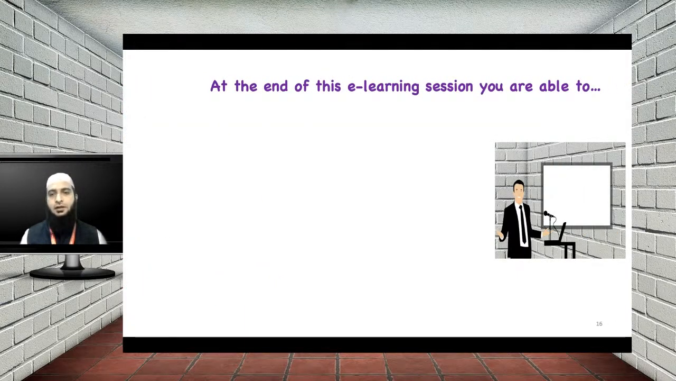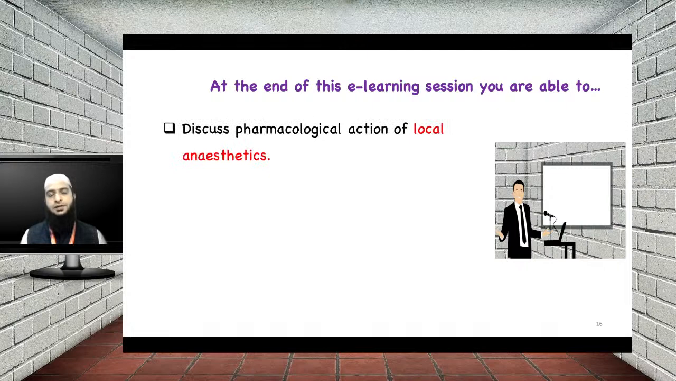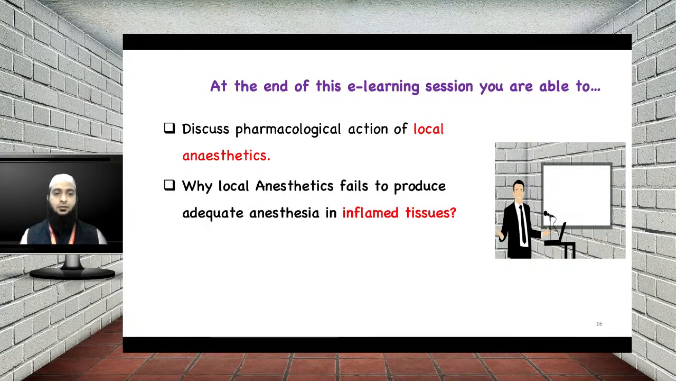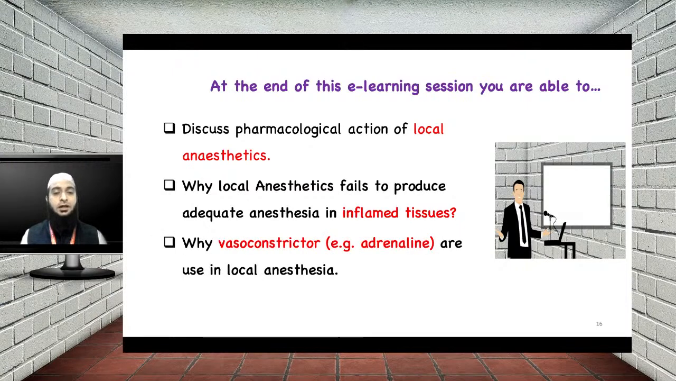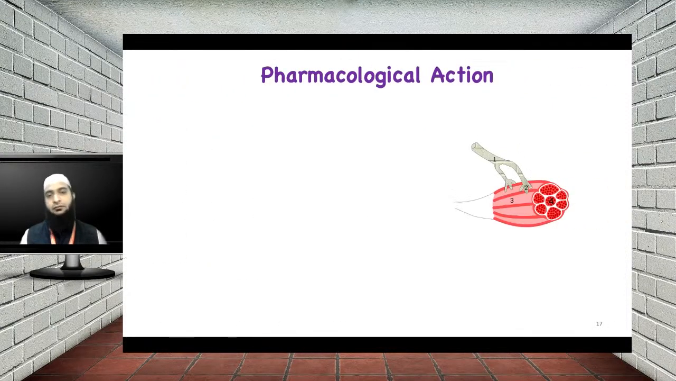At the end of this e-learning session, you will be able to discuss the pharmacological action of local anesthetics, why local anesthetics fail to produce adequate anesthesia in inflamed tissue, and we'll also see why a vasoconstrictor, that is adrenaline, is used in case of local anesthesia. So let's start with the pharmacological action of the local anesthetics.